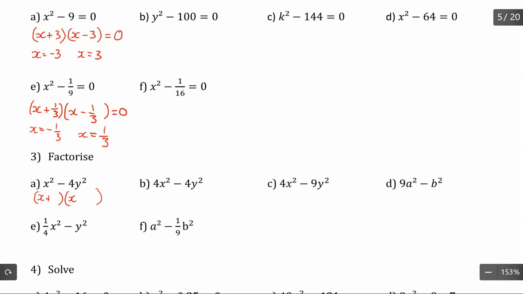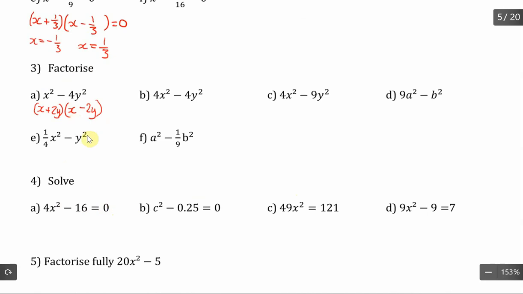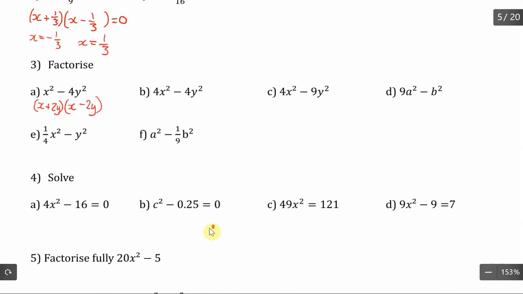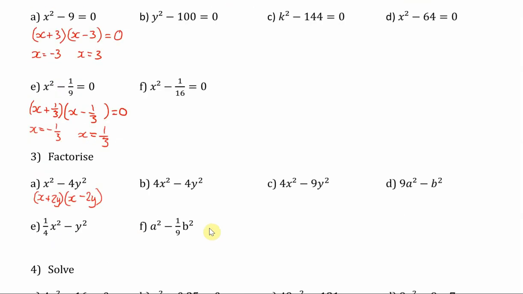So this one would be x plus 2y, because 2 is the square root of 4, and this one will be x minus 2y. And if you're not sure why that still works, try expanding it out and you will see. Okay, question 4, very much the same as question 3, except it's a solve question. The only one different on this page is these last 2 questions, which I'll go through in a minute, but for now I'll pause and show the answers to questions 2, 3 and 4.